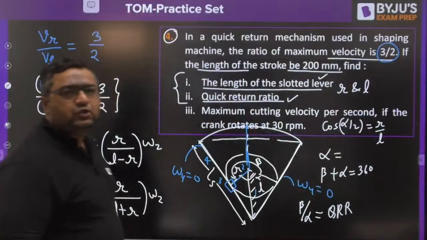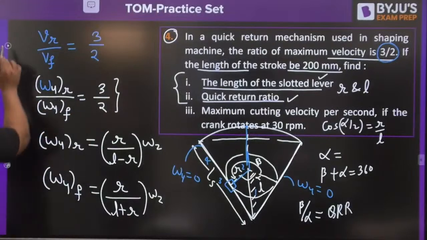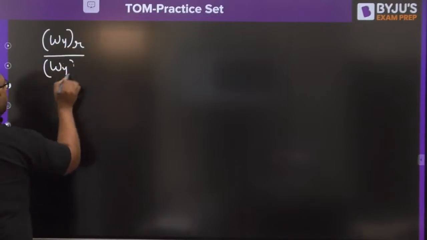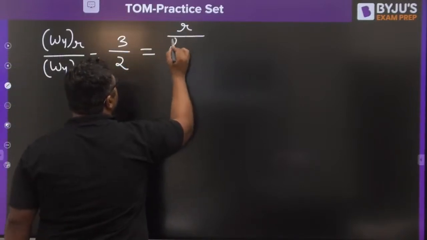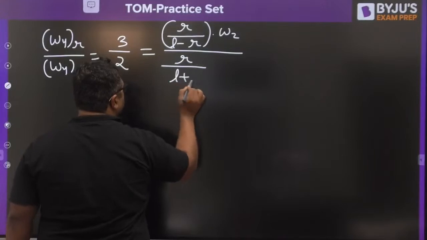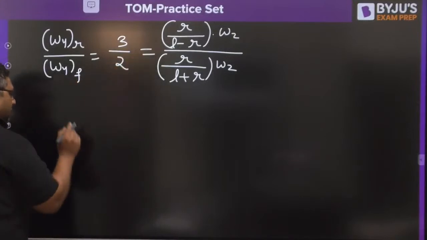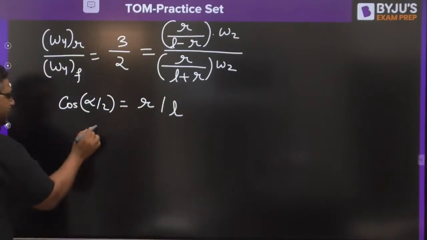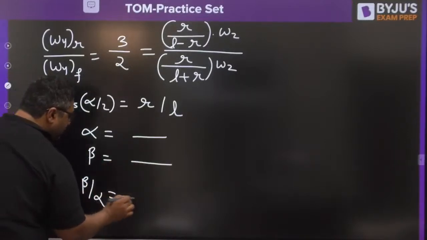Okay, Abhishek has already solved, I feel. 200 mm. Okay, try to solve it. First of all, I have given you the ratio. Omega 4 return to omega 4 forward is 3/2. It can also be written as (R/L − R) into omega 2 over (R/L + R) into omega 2. Once you get the R/L ratio, cos(alpha/2) is R by L. Use this, find alpha, find beta, find the quick return ratio. This is the first thing you can do.